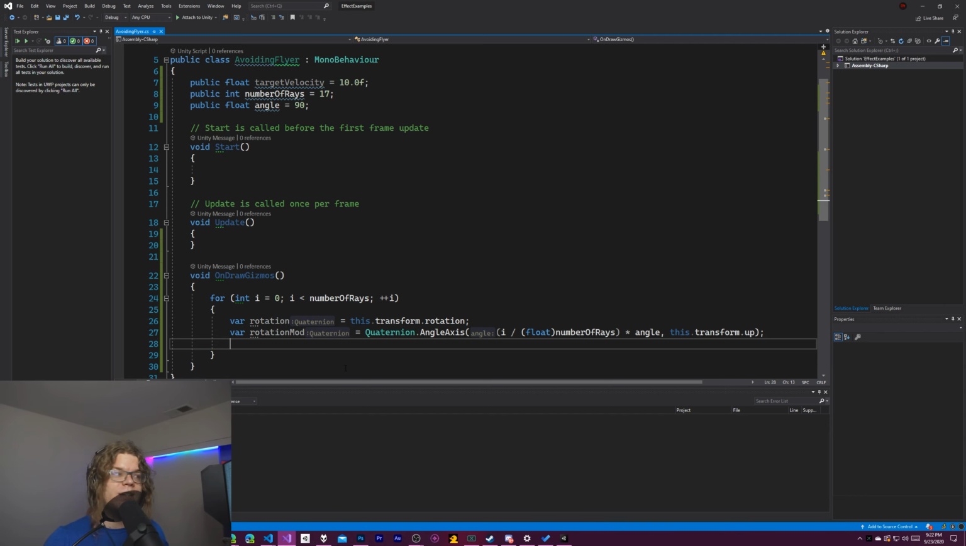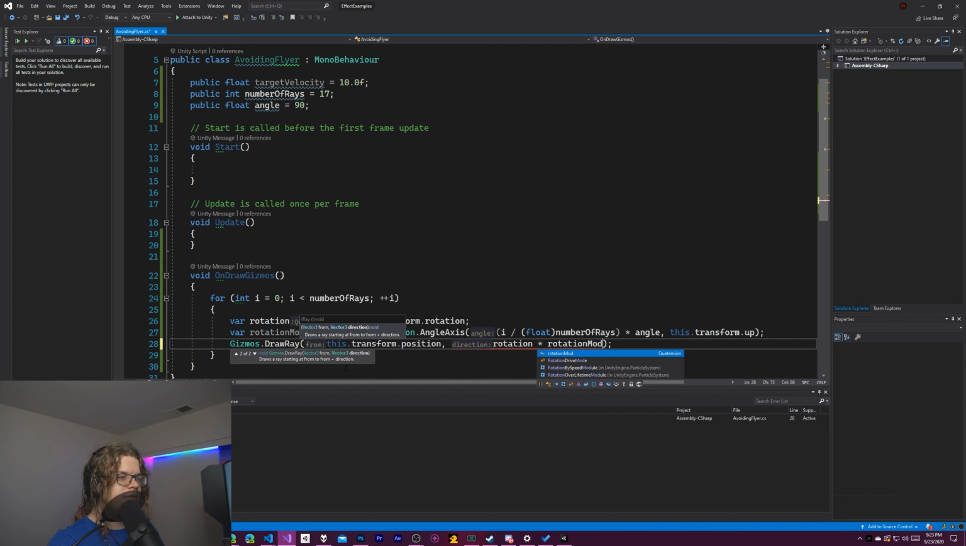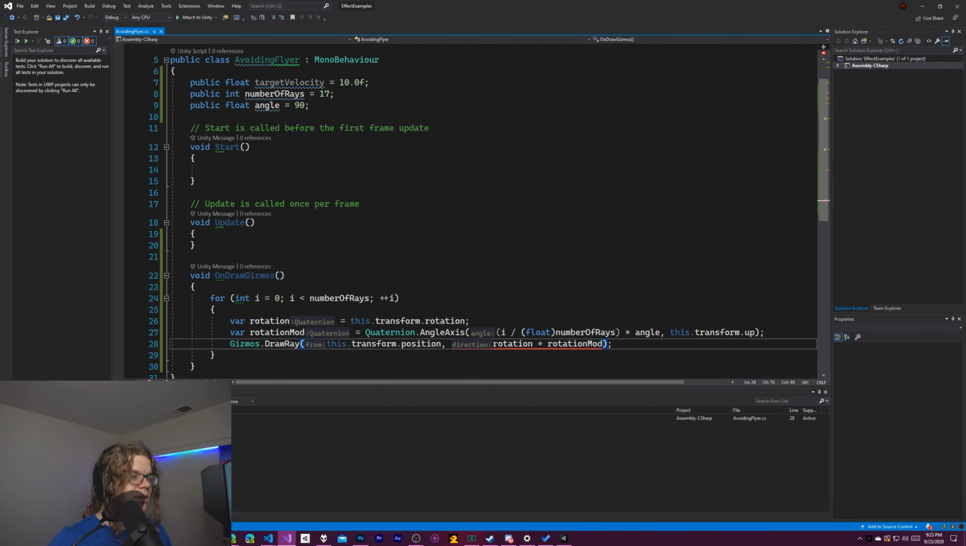This isn't quite what we want, but it's close. So we have our rotation, our base rotation, and then we have some sort of modifier to it that we're going to apply. And so we should just be able to apply that for each of these and get a new gizmo dot draw ray. This transform position. And then our rotation times the rotation mod. If fire. So that is a quaternion, but that is not a vector. So we actually need to turn this into a direction.